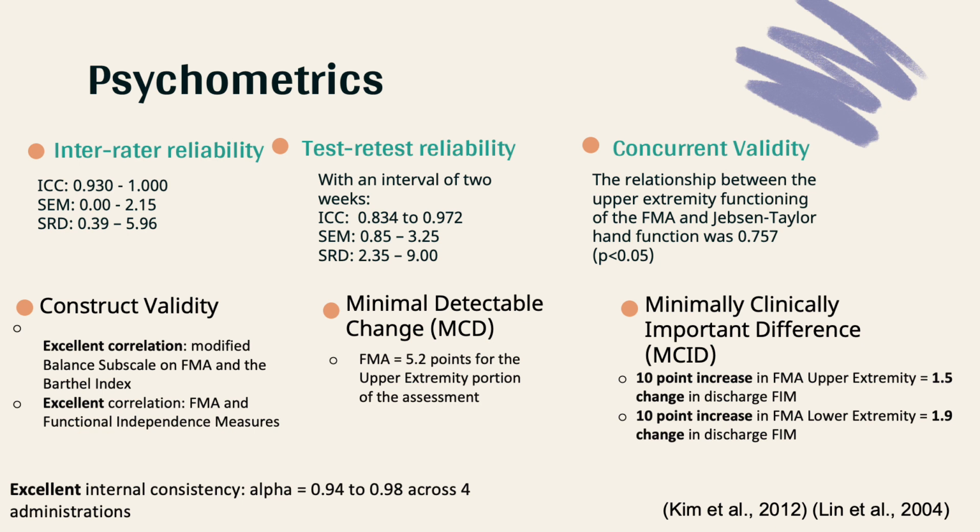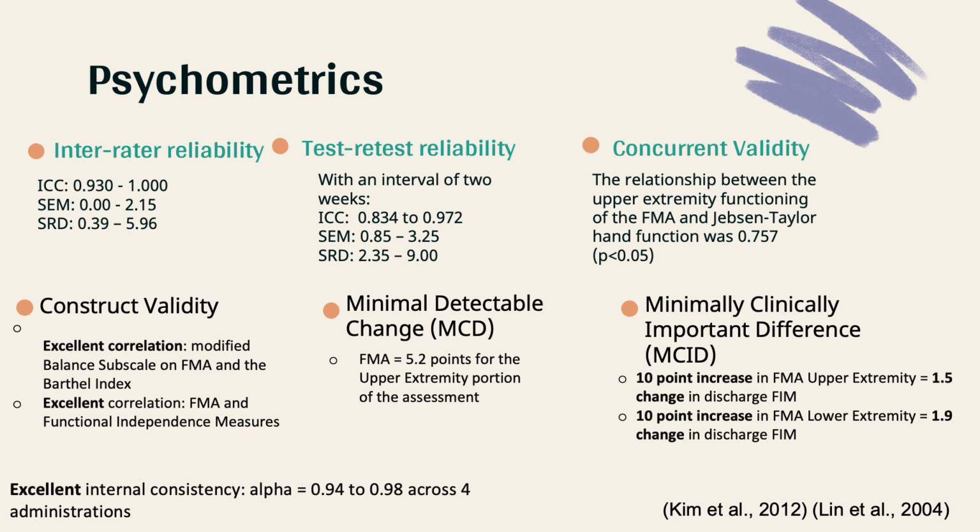Concurrent validity, the relationship between the upper extremity functioning of the FMA and Jebsen-Taylor hand function was 0.757. The construct validity has excellent correlation. Modified balance subscale on FMA and the Barthel index. I thought that was kind of cool just because I did do the Barthel index last semester. There's excellent correlation with FMA and functional independence measures.